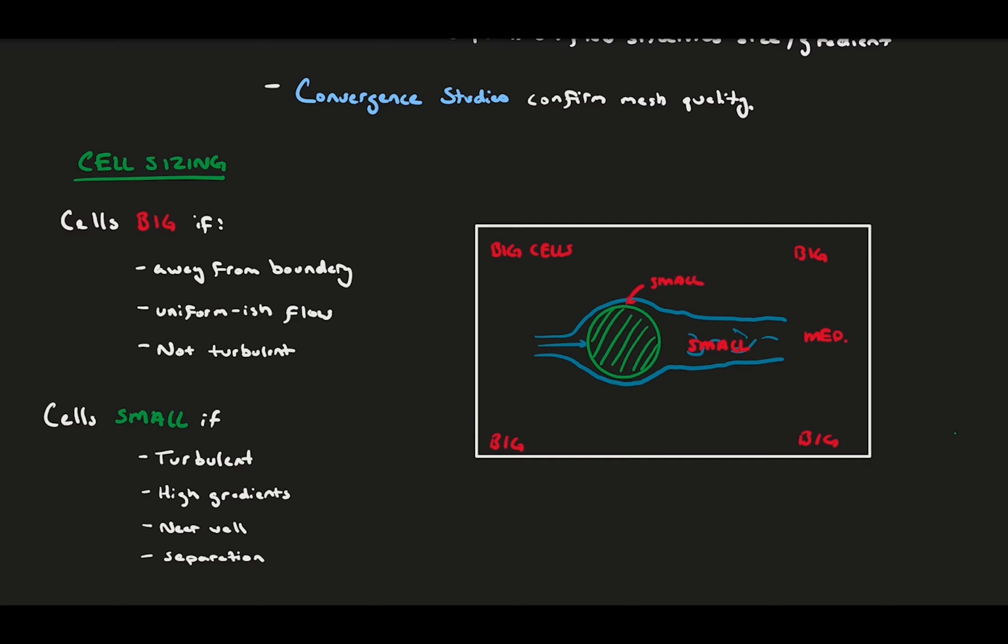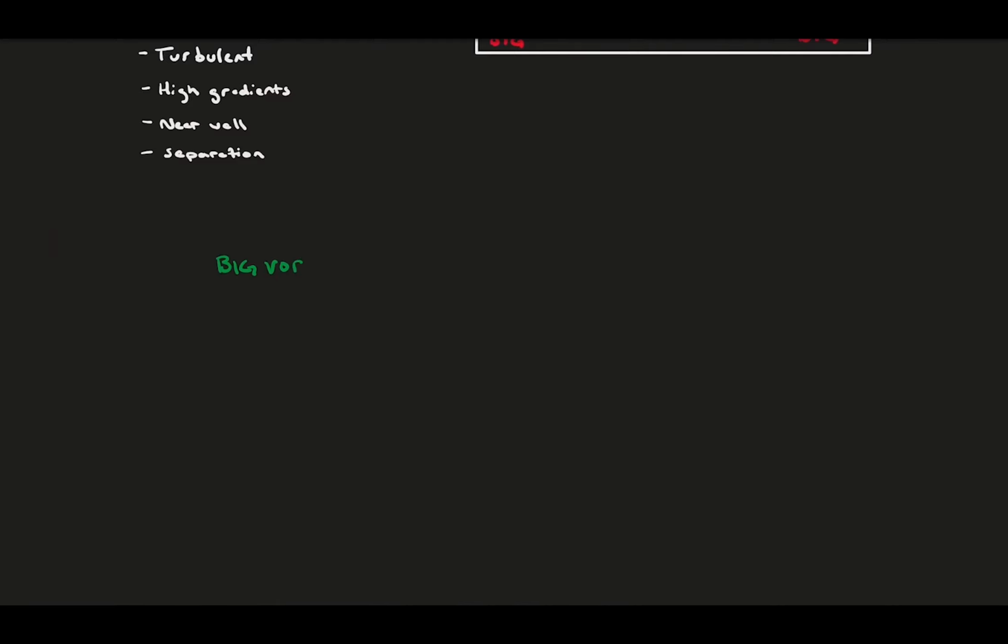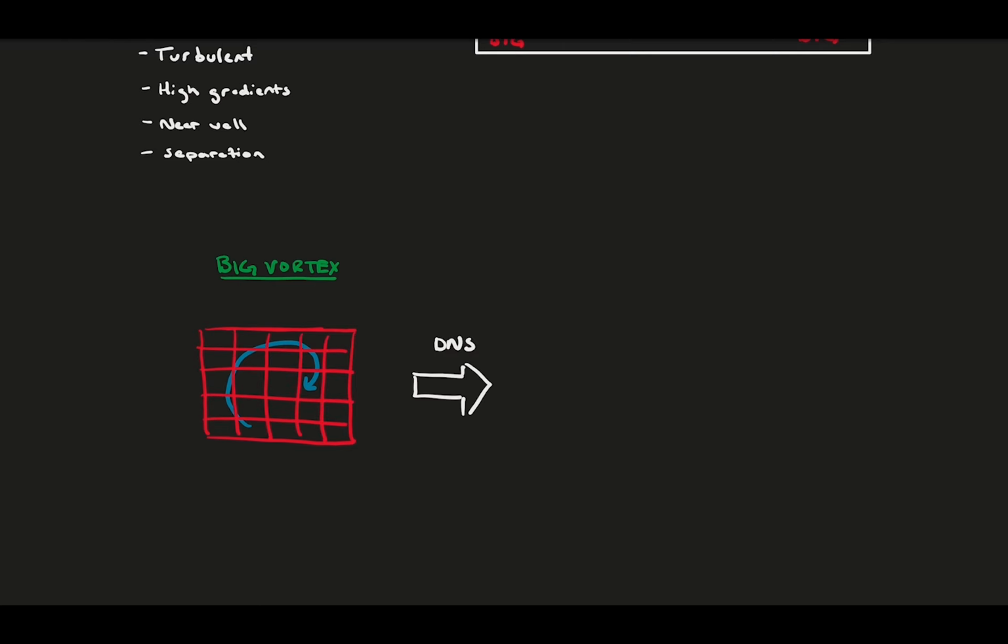To show why we need to make sure the cells are small enough, consider a vortex. If the vortex is big, we draw a decent sized grid on it. Doing DNS on this grid would give us a velocity vector at each cell, and in the end result we would be able to see the vortex very clearly. This is properly resolved and has proper cell sizes.